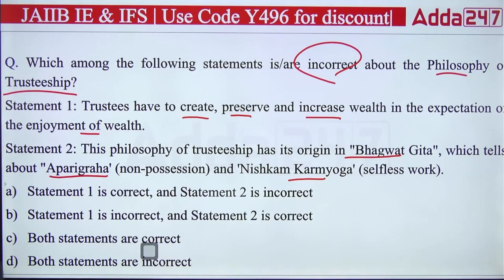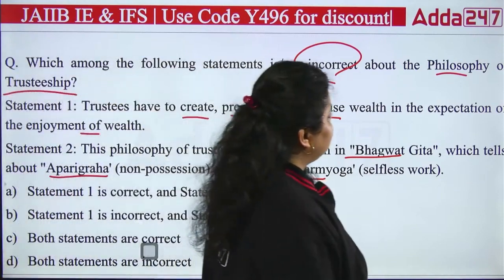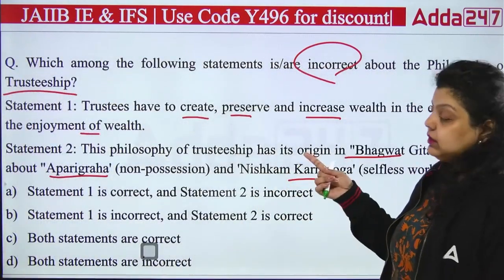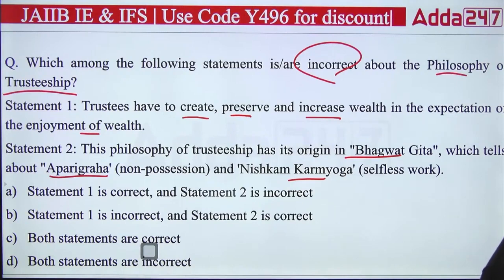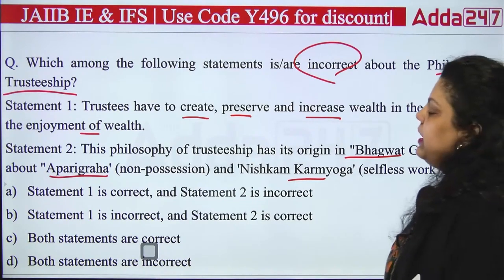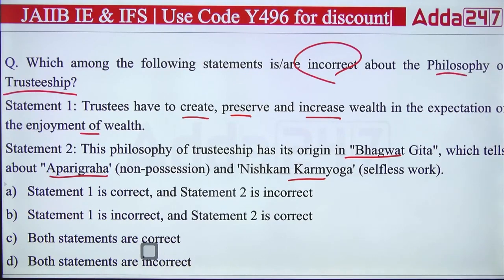So trustees have to create, preserve, increase wealth in expectations of the enjoyment of wealth. And the second, philosophy of trusteeship has its origin from where? From the Bhagavad Gita, which tells about the aparigraha and the nishkam karma yoga, that is non-possession and selfless work. So let me know which of the following is correct here. A, B, C or D?